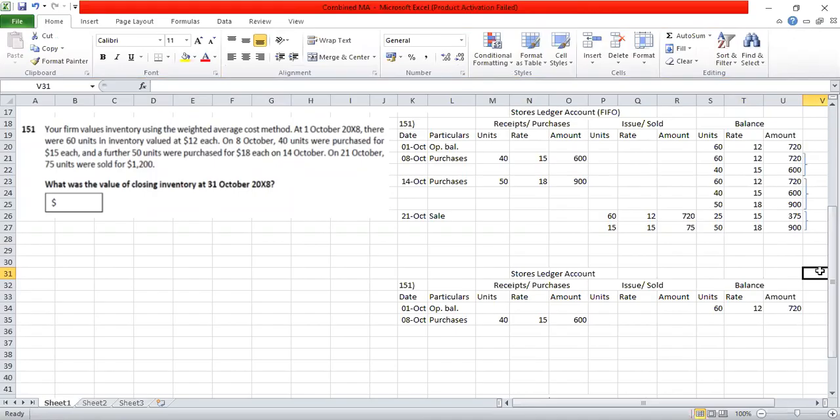Now, what's the total value of closing stock? Now there are two lots. One is 25 units, value is 375. So 375 plus 900 gives us 1275.